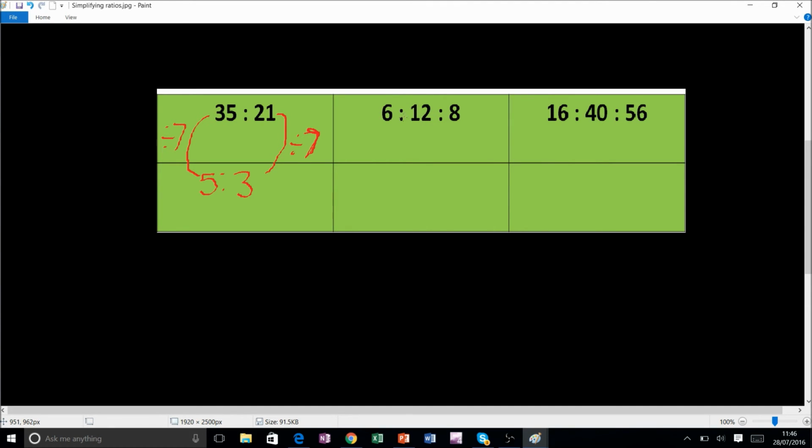And then we've got this ratio that has been split into three different parts. So let's do it. A number that goes into 6, 12 and 8, the number that comes to mind is 2. So we're going to divide all of these numbers by 2. We need to divide all of them by the same number. 6 divided by 2 gives us 3, 12 divided by 2 gives us 6, and 8 divided by 2 gives us 4. So it's been simplified to 3 to 6 to 4.